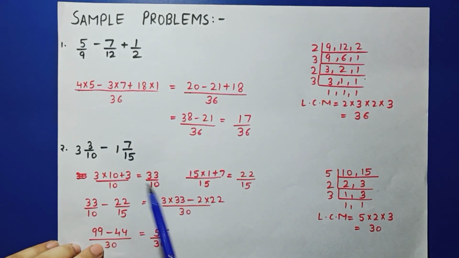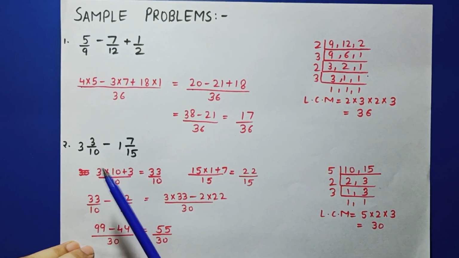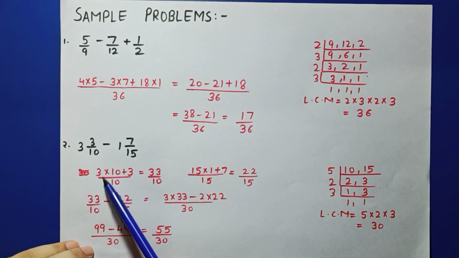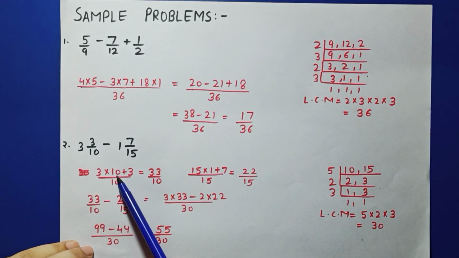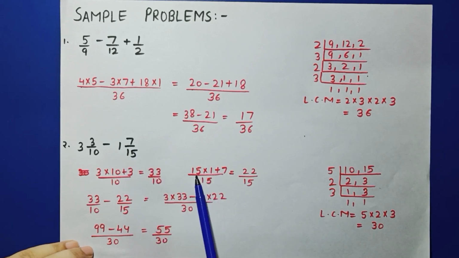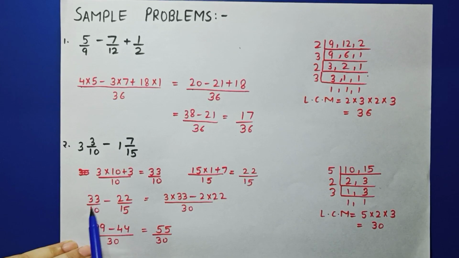Similarly, the next problem is of mixed fraction. So firstly we'll convert this mixed fraction into normal fractions. How we'll convert? 3 into 10 plus 3. So that would be 33 upon 10, and this 15 ones are 15 plus 7 upon 15, that is 22 upon 15.